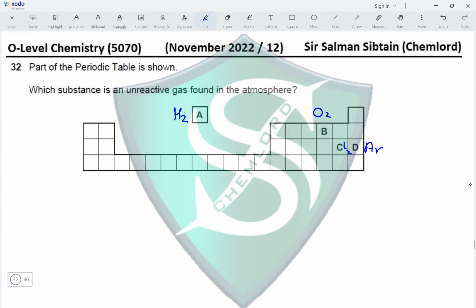Now, what they have asked is which substance is an unreactive gas found in the atmosphere? Okay, hydrogen, oxygen, and chlorine are reactive gases. And argon is a noble gas, making it an unreactive gas. Hence, option D is the correct option for this question.